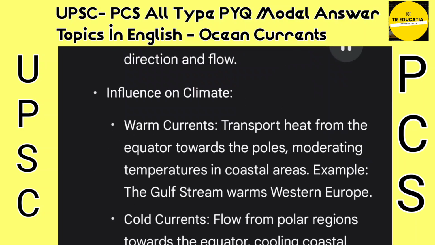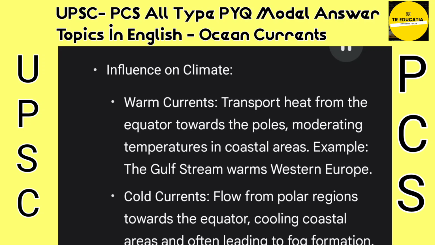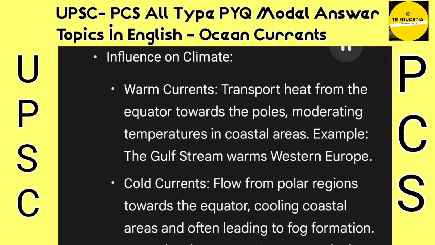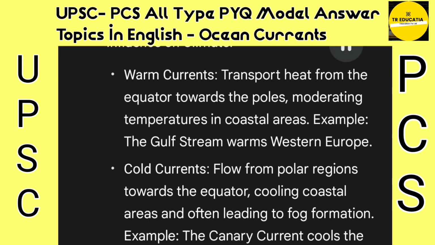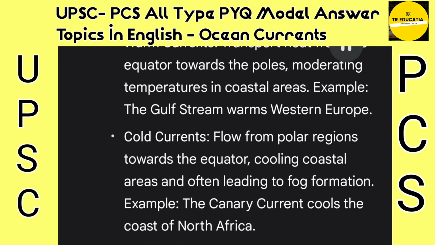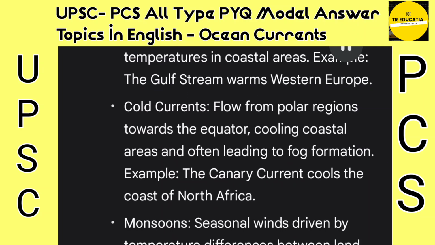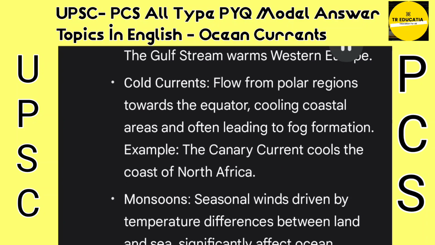Influence on climate. Warm currents transport heat from the equator towards the poles, moderating temperatures in coastal areas. Example: the Gulf Stream warms Western Europe. Cold currents flow from polar regions towards the equator, cooling coastal areas, and often leading to fog formation. Example: the Canary Current cools the coast of North Africa.